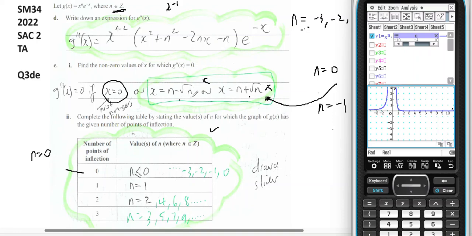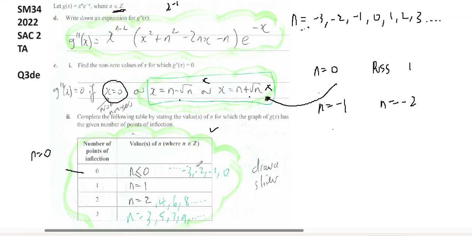And remembering, if n is negative, these two can't possibly exist. Therefore, the only possibility is if x equals 0, and it's all asymptotic. Therefore, for no points of inflection, I'm going to have answers of -3, -2, -1, 0, all the negative numbers plus 0.